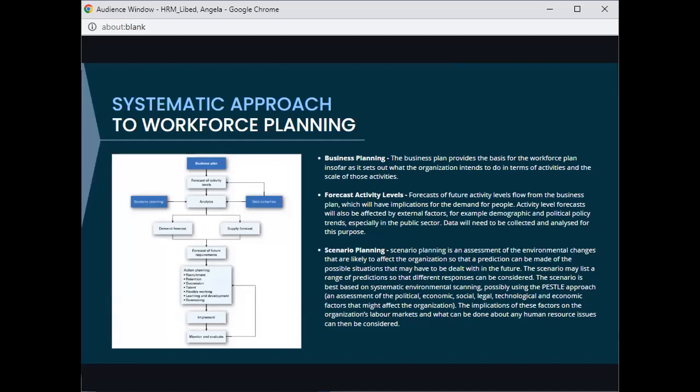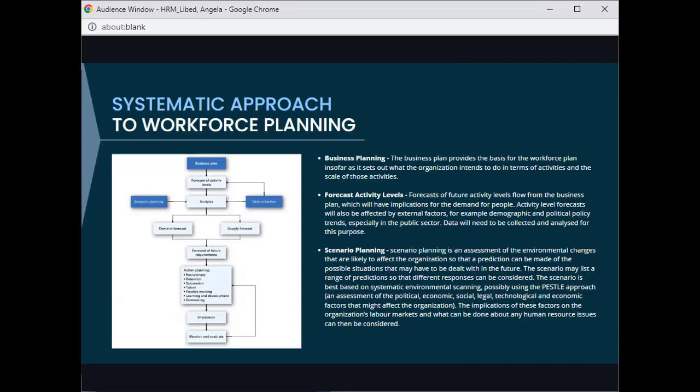Then followed by forecast of activity levels. Forecast of future activity levels flow from the business plan, which will have implications for demand for people. Then after that is the analysis. Then outside the analysis, there is scenario planning and data collection. So for the scenario planning, one of the examples is the business continuity on how the organization will continue despite the kapag may mga nangyari na hindi inaasahan, ganun.